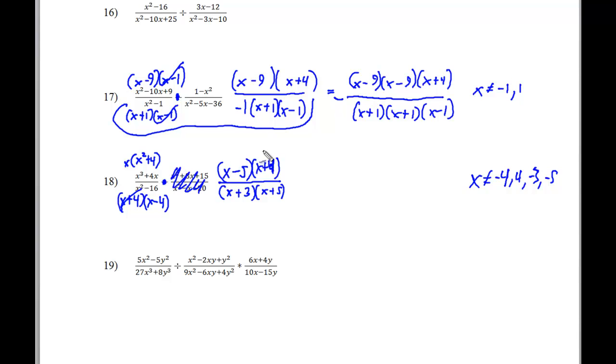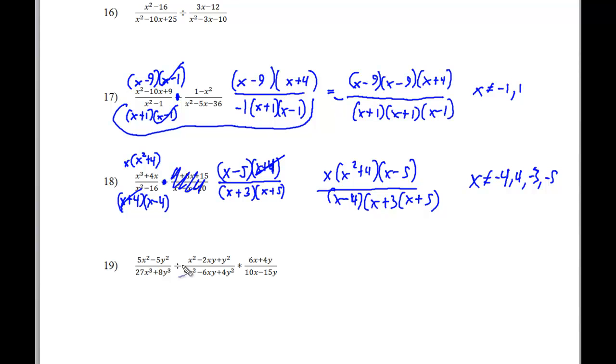The x plus 4 here and the x plus 4 go away. And that's it. So in my numerator I have x times x squared plus 4 times x minus 5 over x minus 4, x plus 3, and x plus 5. None of these can be simplified because they don't match exactly. So this is our final answer for problem number 18.